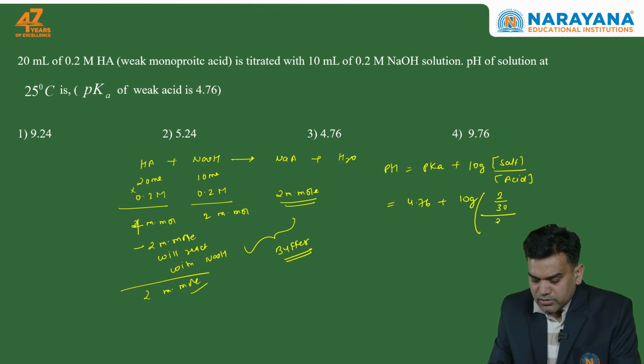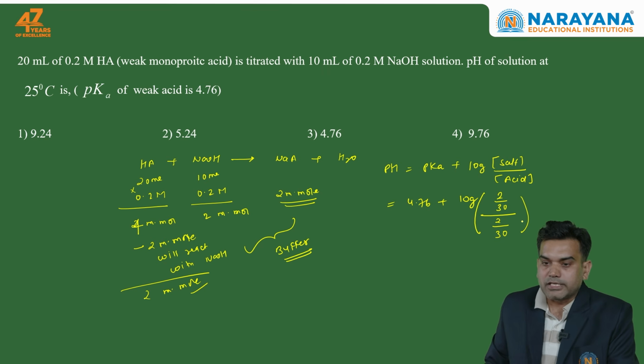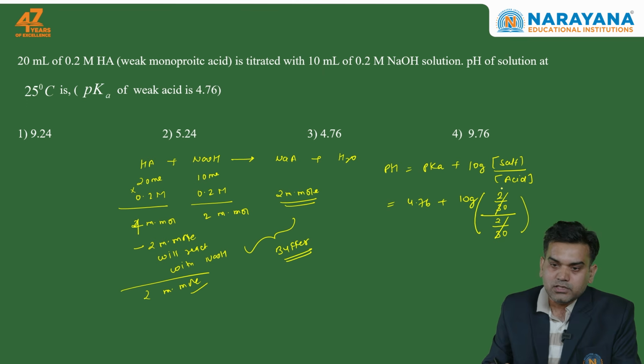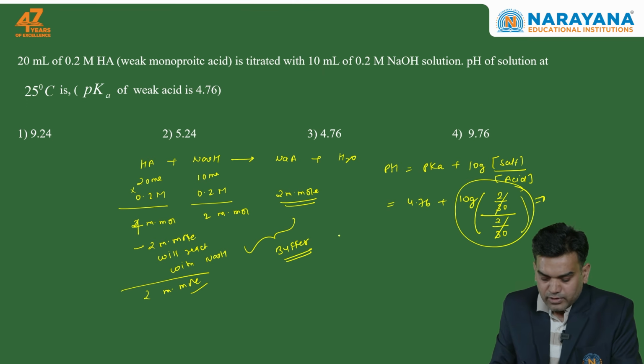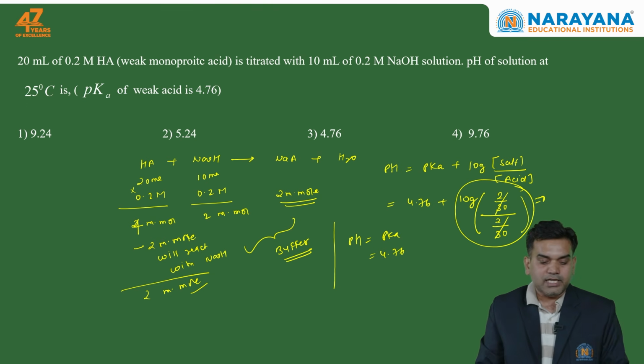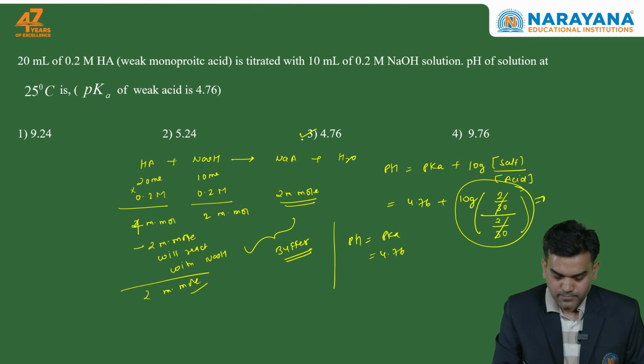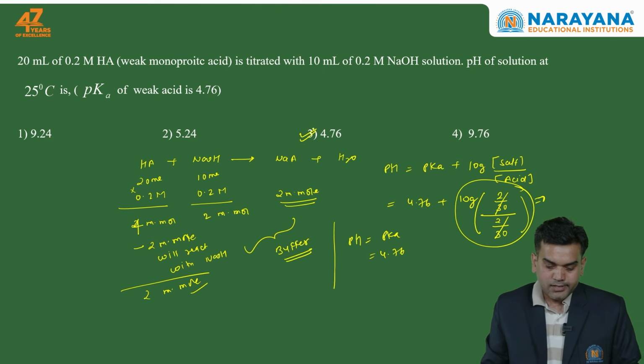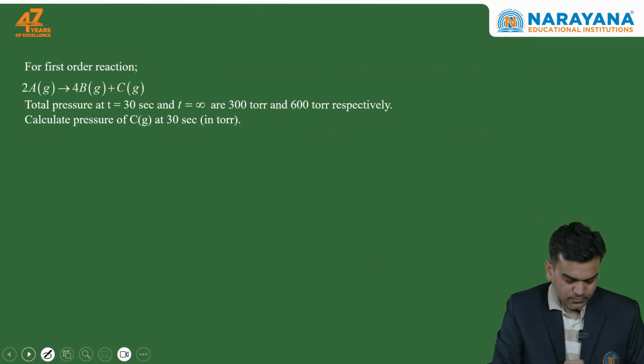So the acid amount is also 2 millimoles and the total volume after mixing will be 30. For both of them the volume is equal to 30, so the concentration of salt and the acid is equal. So this will be log 1, and log 1 is equal to 0. So I can say that pH will be equal to pK, that is 4.76. So in this case the pH of the solution is 4.76. So this should be the answer. Okay, now let's move to the next question.